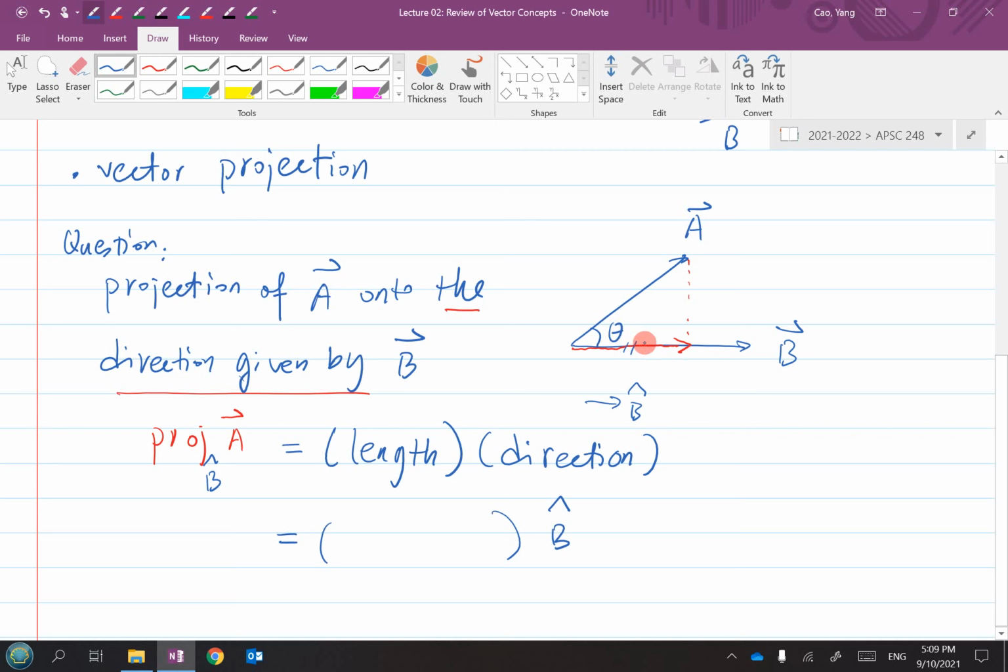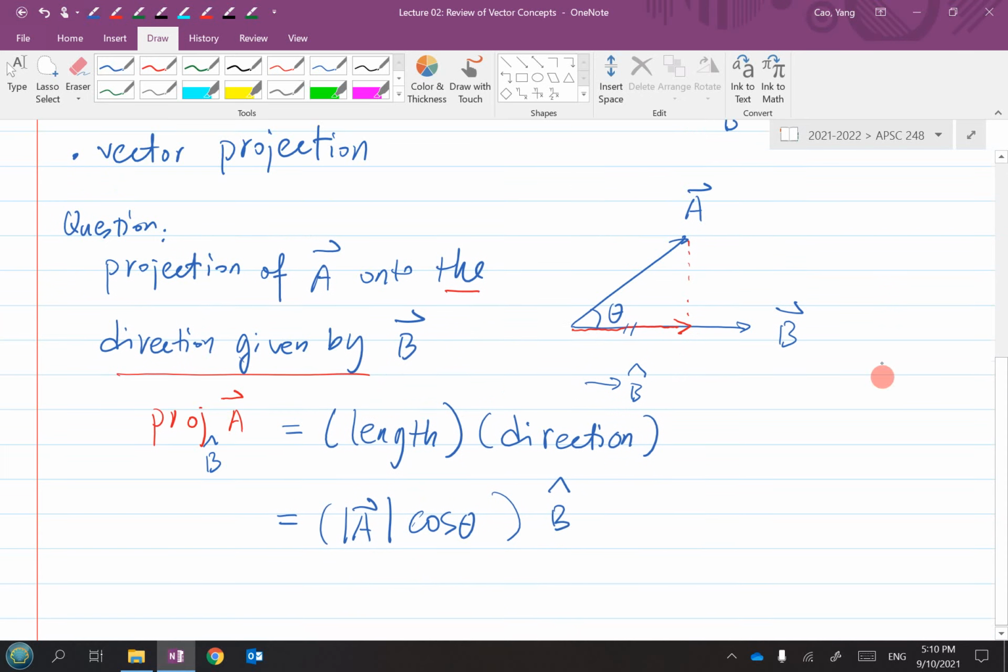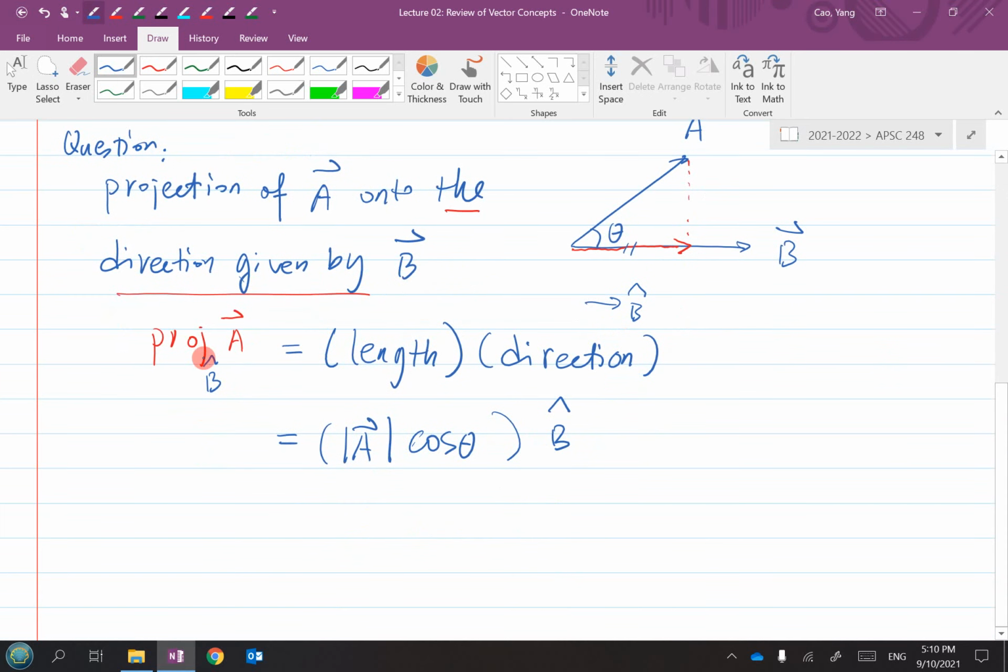A cos theta. If I see it more properly, I will see magnitude of A times cosine theta, right? So magnitude of A, this is the symbol I use, and then times cosine theta. So that gives us the length of the projection, and this gives us the direction of the projection. So together, we get the projection of A onto B.